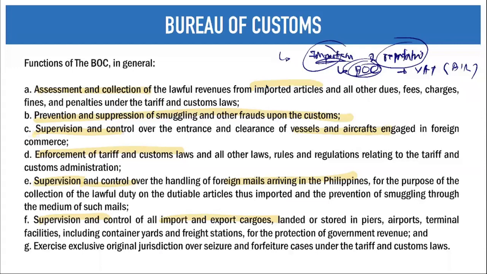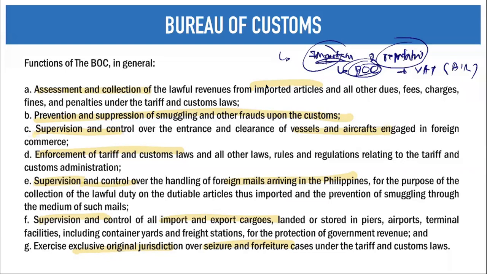Lastly, they have exclusive original jurisdiction over seizure and forfeiture cases under the tariff and customs law. So as I told you, if ever there will be smuggled or fraudulent articles, what will the Bureau of Customs do? Will seize that and forfeit that. And if ever you want to protest that seizure and forfeiture, you will exclusively protest it under the Bureau of Customs, not under the judicial branch.